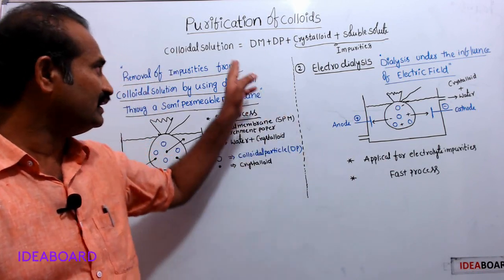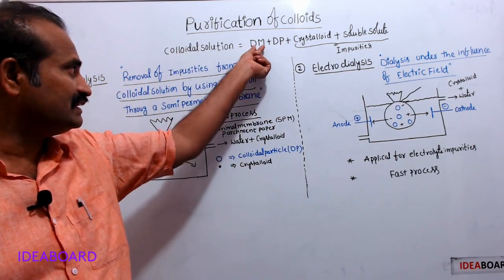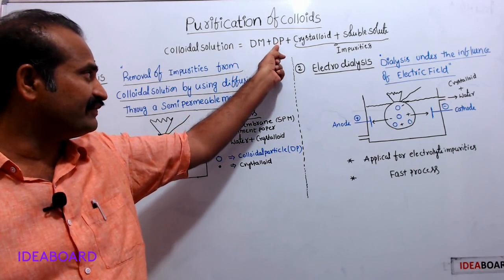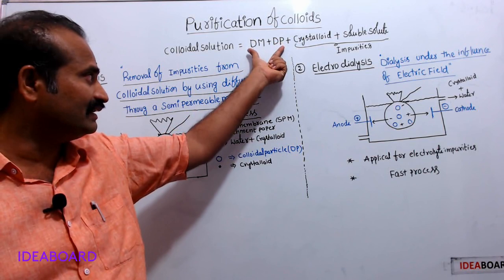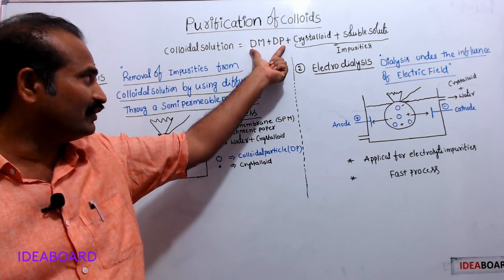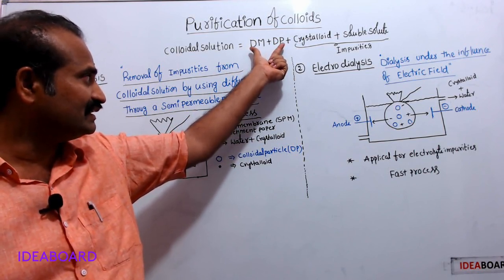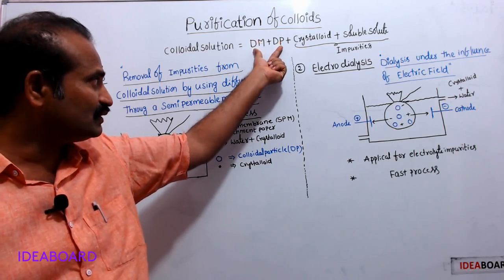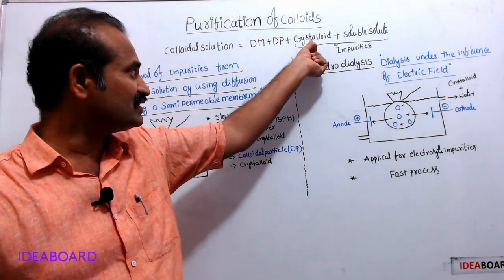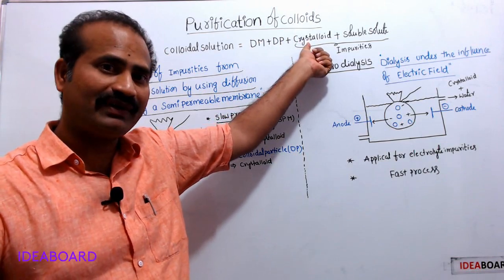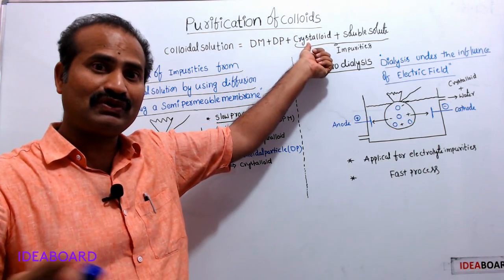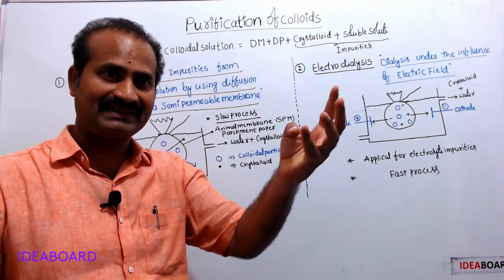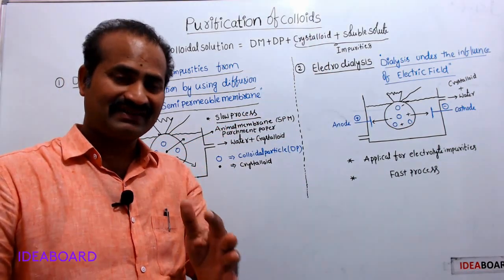See here, usually a colloidal solution contains a dispersion medium and a dispersed phase. Dispersed phase means colloidal particles. These are the two main components of a colloidal solution. In addition to these two, a colloidal solution may contain crystalloid particles. Crystalloid and true solution are the same. Crystalloid particles means electrolytes like NaCl, HCl, salts.